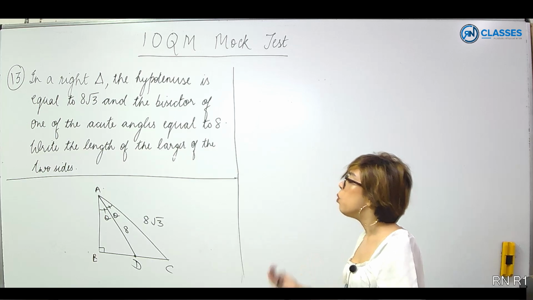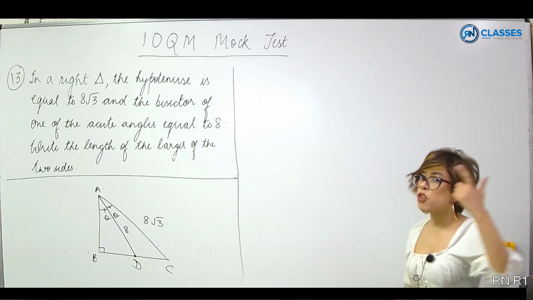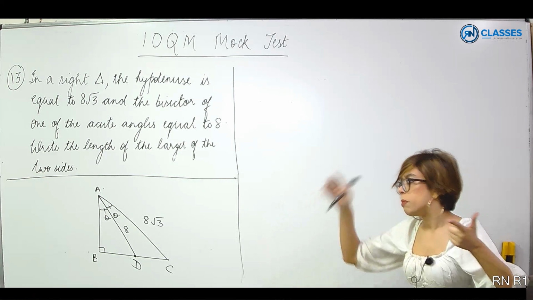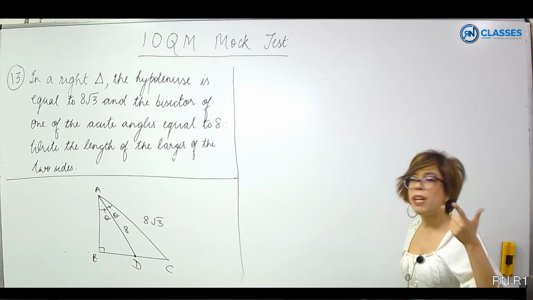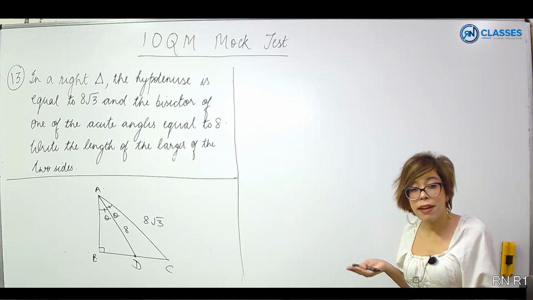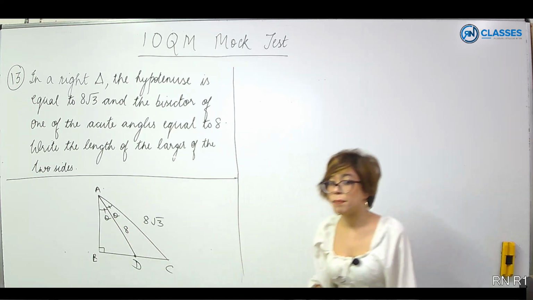Now the thing is, if I don't want to use angle bisector theorem, what else? It's a right triangle. Pythagoras theorem, I do not know many sides, so maybe I cannot use Pythagoras theorem. What else? Right triangle is there. Maybe trigonometry can be applied, because these two angles are equal. Maybe I can use that.